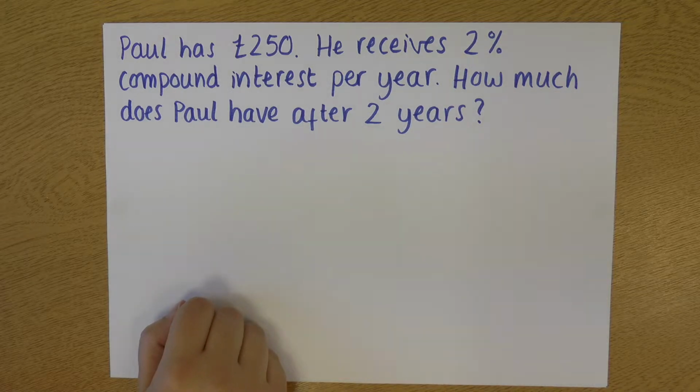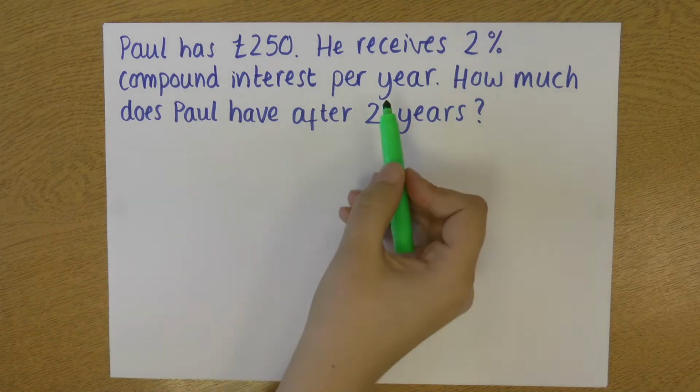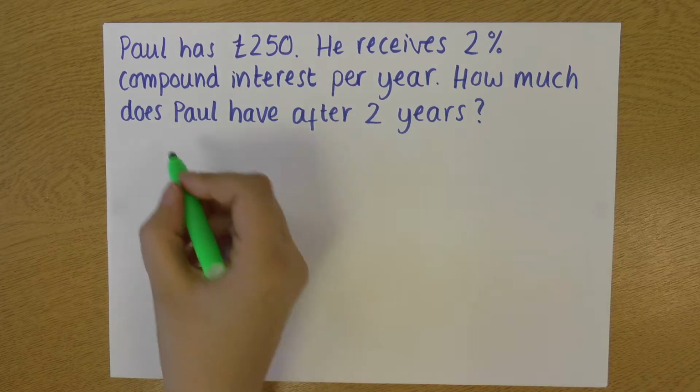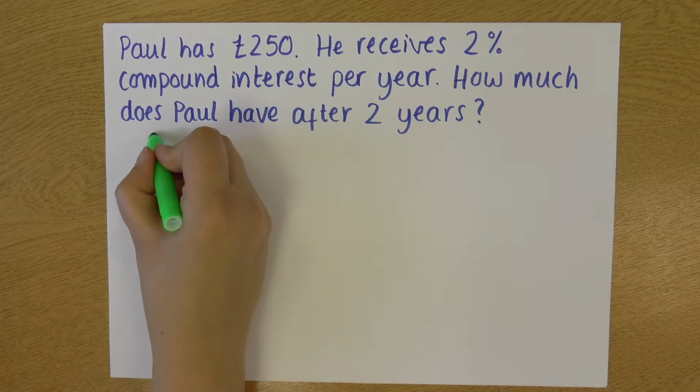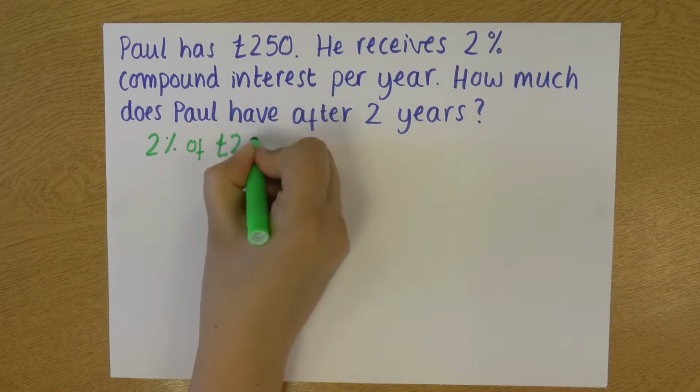Now, compound interest works slightly differently to simple interest. This means we have to calculate the interest every year. So let's start by finding out how much he has after 1 year. He's receiving 2% of 250 per year, so we need to find 2% of £250.